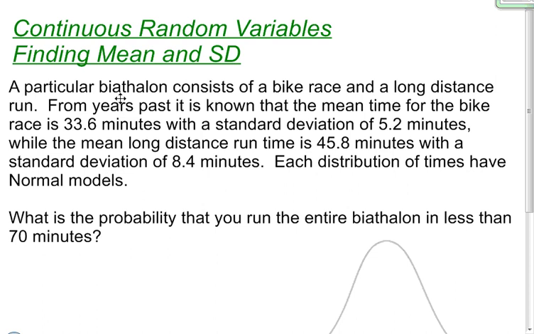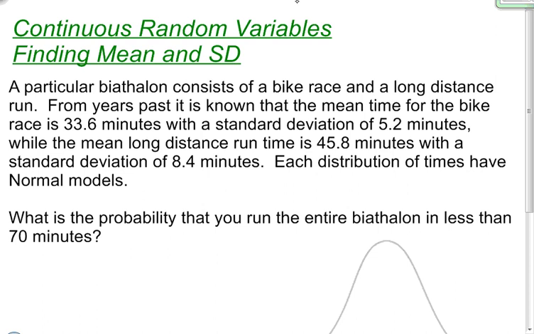A particular biathlon consists of a bike race and a long distance run. From years past, it is known that the mean time for the bike race is 33.6 minutes, with a standard deviation of 5.2 minutes, while the mean long distance run time is 45.8 minutes, with a standard deviation of 8.4 minutes. Each distribution of times has a normal model. So I want to know, what is the probability that you run the entire biathlon in less than 70 minutes?